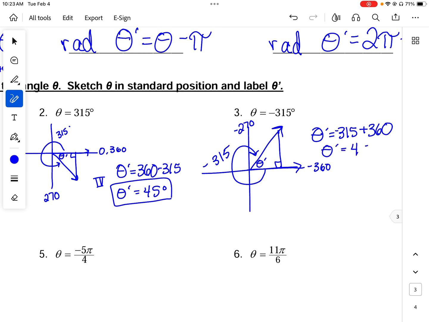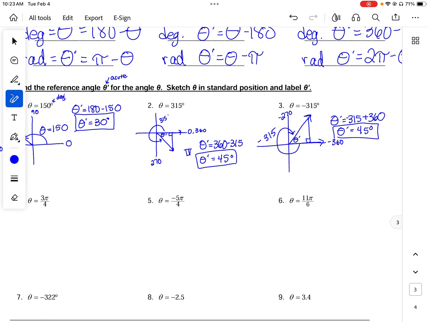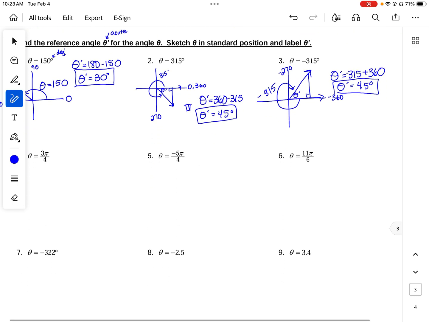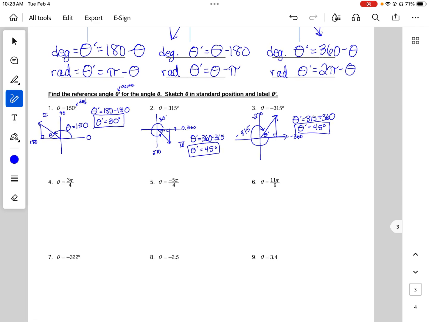And that is 45 degrees. And that is an acute angle, so we can leave it just like that. Okay, the next ones are written in radians, so we're going to give our answer in radians. When we do our rules, we're going to use the ones on the bottom, the ones that deal with radians.